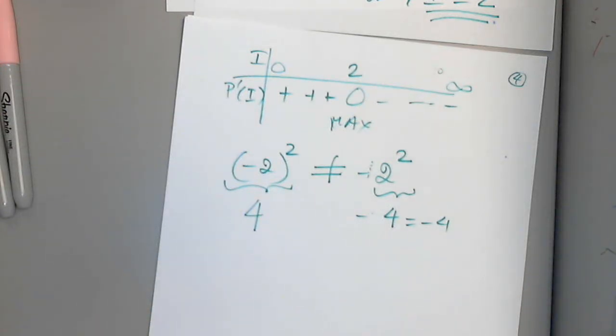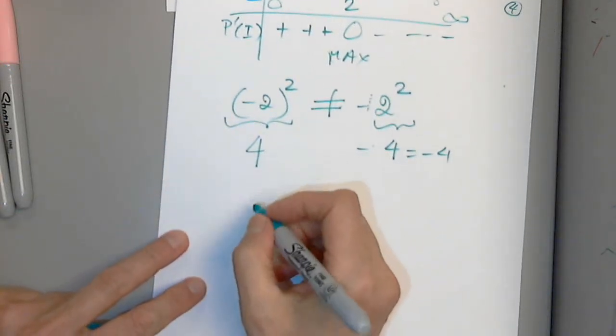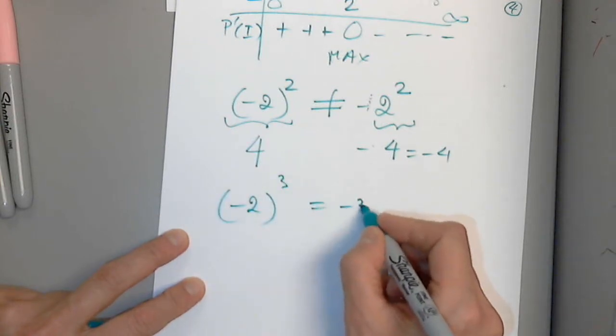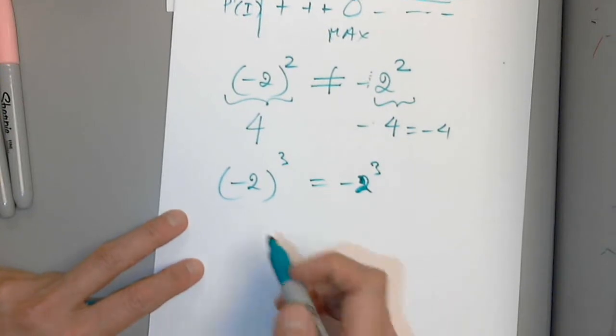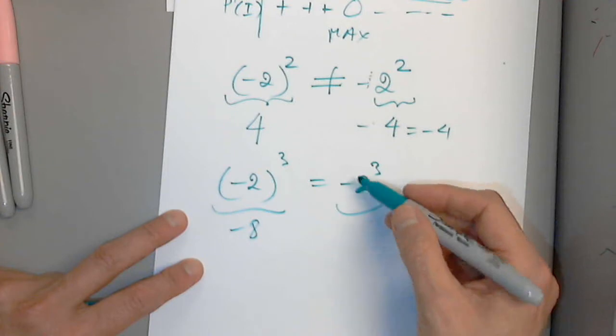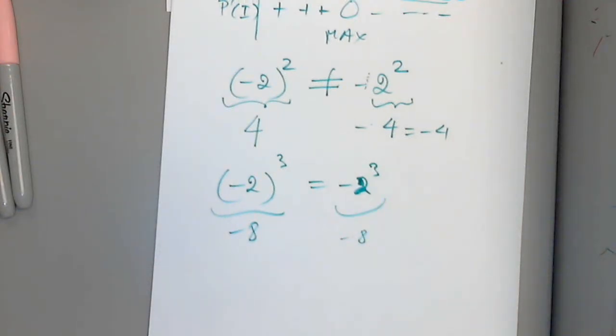Now this is, however, the same for power 3. These will be the same. This one is negative 8, and this one is 2 to the third, which is 8 with minus in front. But when the power is even, they're not the same.